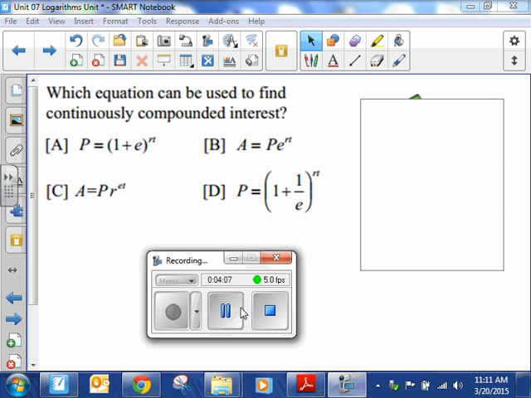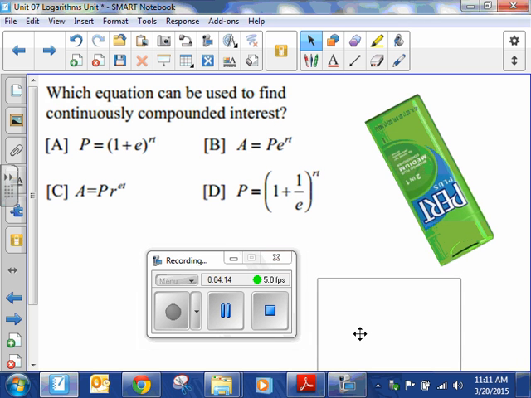Which equation can be used to find continuously compounded interest? B. A equals P e to the RT. I call it the Pert equation. Imagine continuously pouring out shampoo, continuously compounded interest.